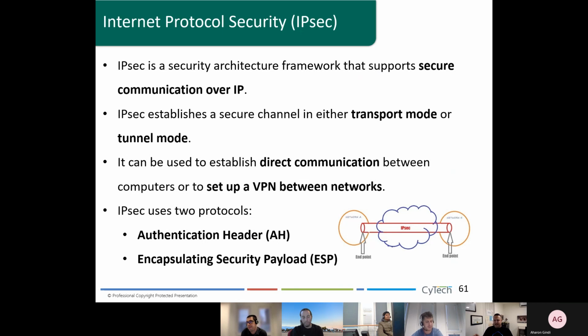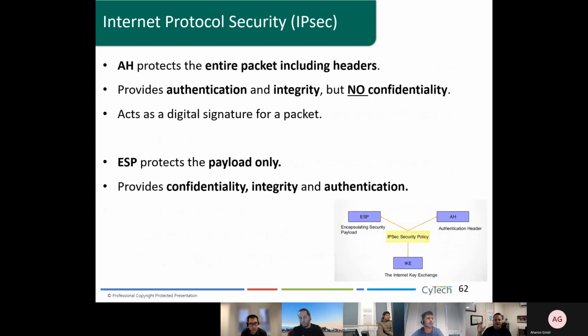IPsec is basically creating a tunnel which we can then transfer information on. We can use that tunnel. So for IPsec, we need to use two protocols. AH protects the entire packet including the headers of the information, and it provides authentication and integrity, but it provides no confidentiality. That's the AH, okay? The ESP protects the payload alone, so just the message that's inside. But this one provides confidentiality, integrity, and authentication.